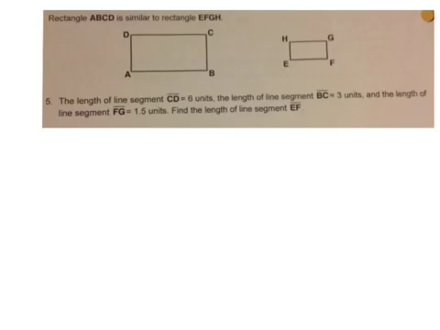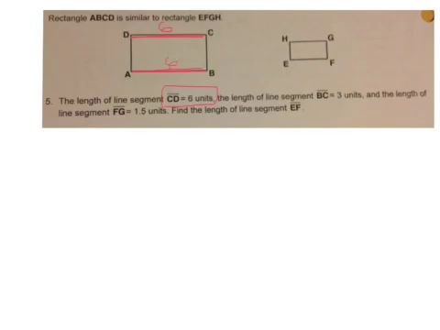If you look at the first question on the back, it says rectangle ABCD is similar to rectangle EFGH. Then we have the two pictures, and it says the length of line segment CD is 6 units. Okay, so I'm going to trace over line CD, and I'm going to put a 6. Now, this is a rectangle, so we should also know that another line segment is also 6. A to B is also 6.